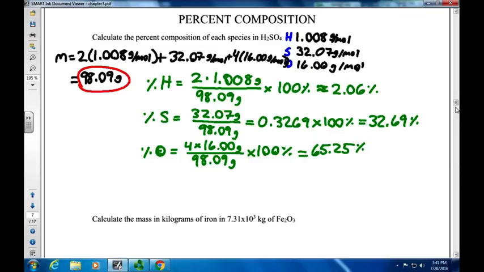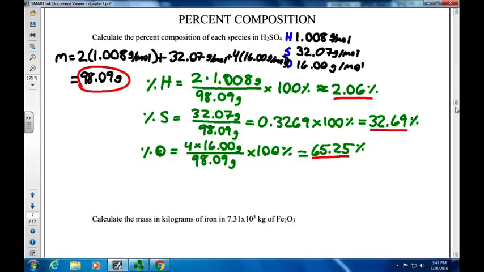If you were to add up the 2.06 and add that to 32.69 and then add that to 65.25, you would find that the value ends up being 100. Therefore, we have done this correctly.